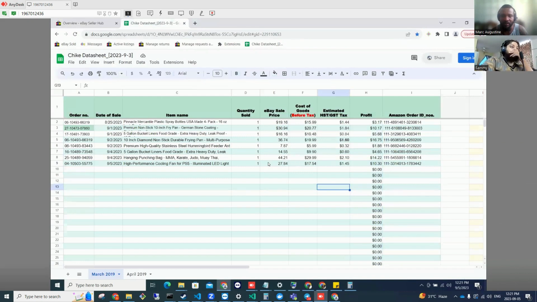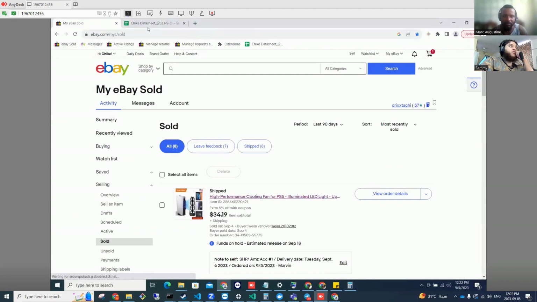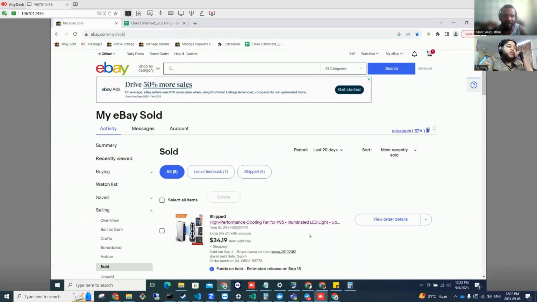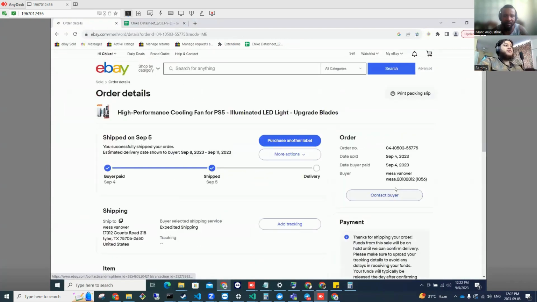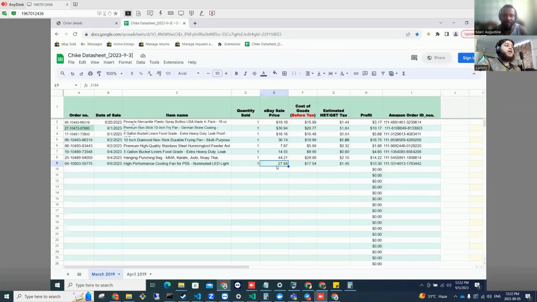But you can see the way our data sheet is spread out. For example, the last item that we sold was this high performance cooling fan. The reason we put the eBay sale price as 27.84 and not 34.19 is because if we scroll down, our order earnings are 27.84. So after the eBay fees, the sales tax on eBay, and all the discounts and promotional fees, we are taking home 27.84. That's the one coming into our bank account, so that's the one we're writing.